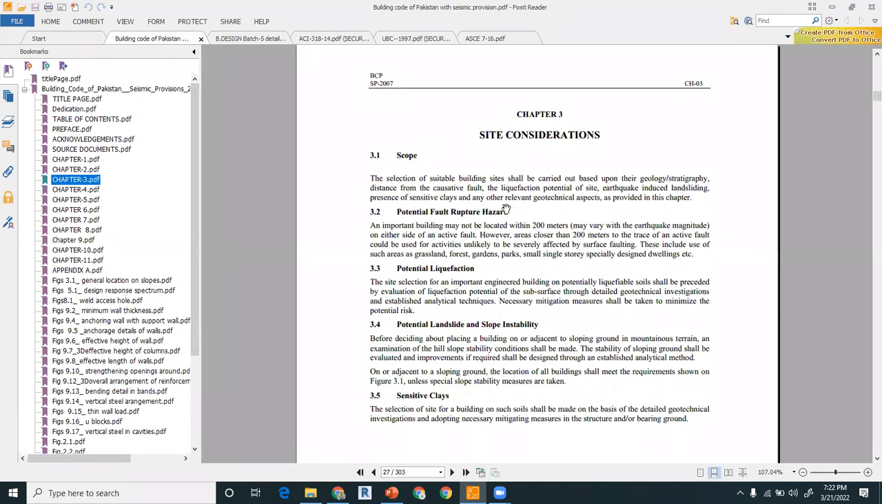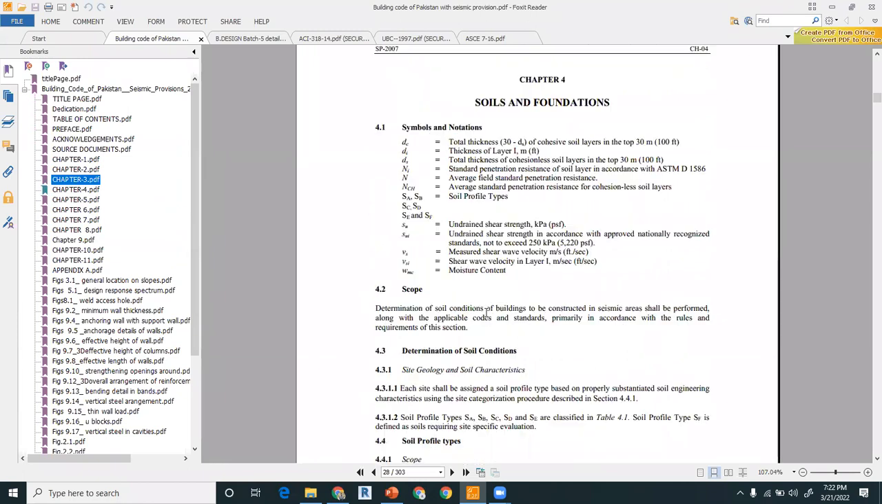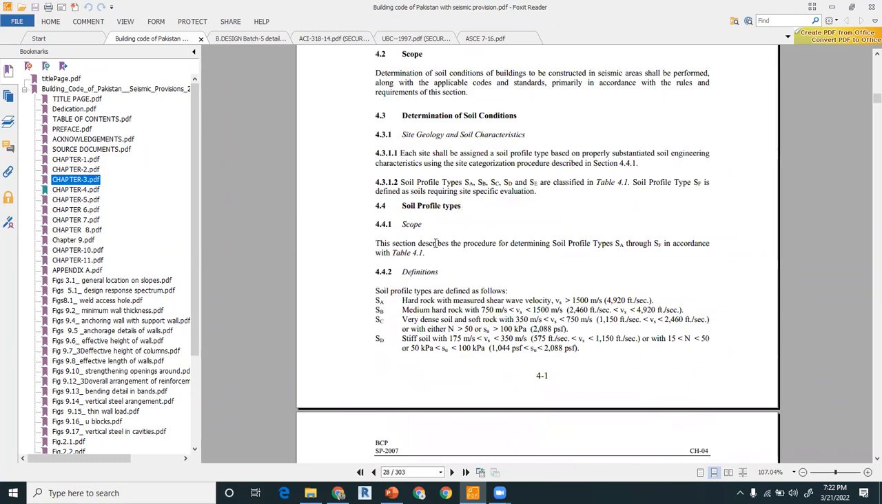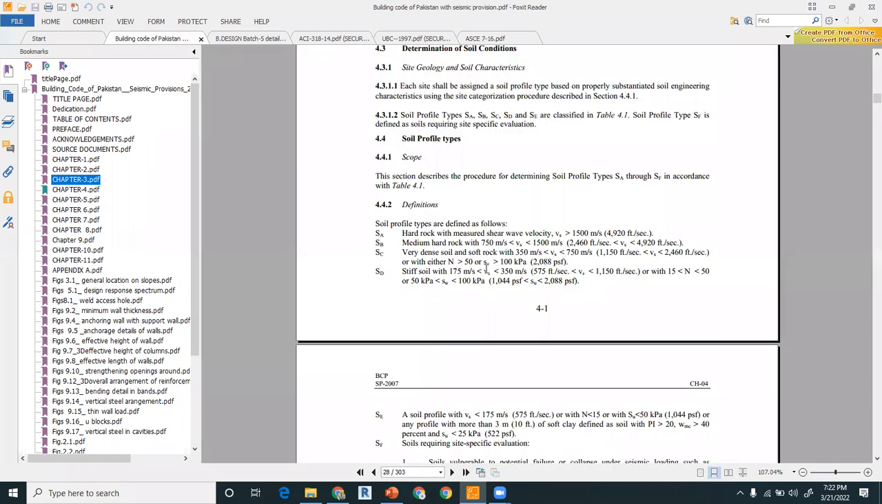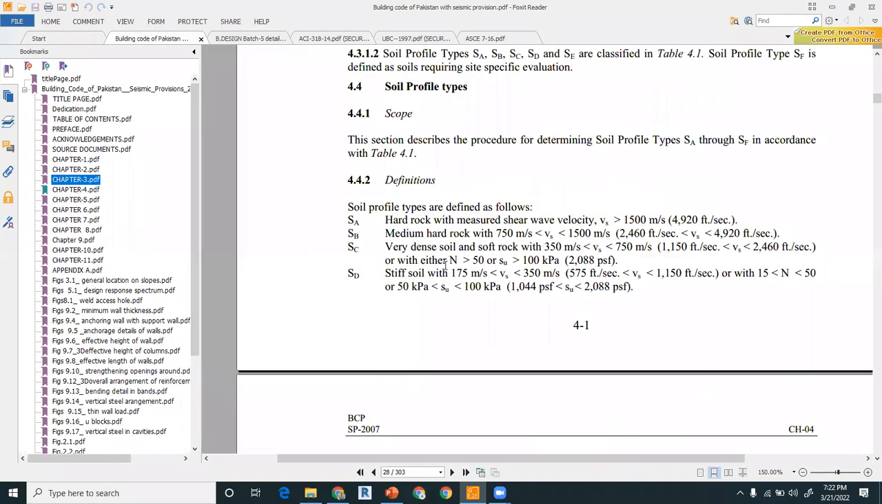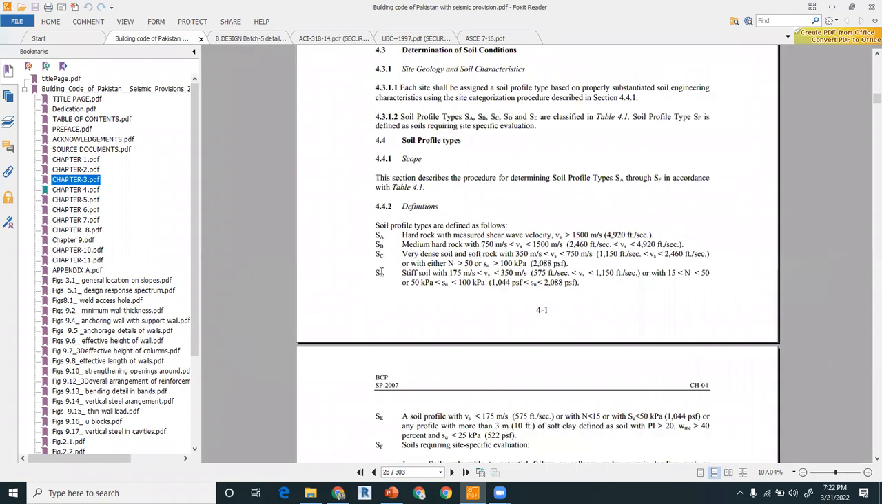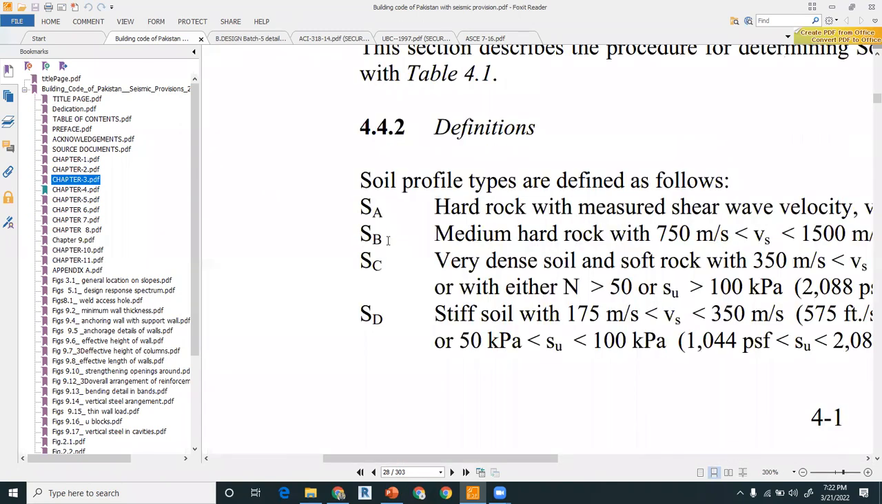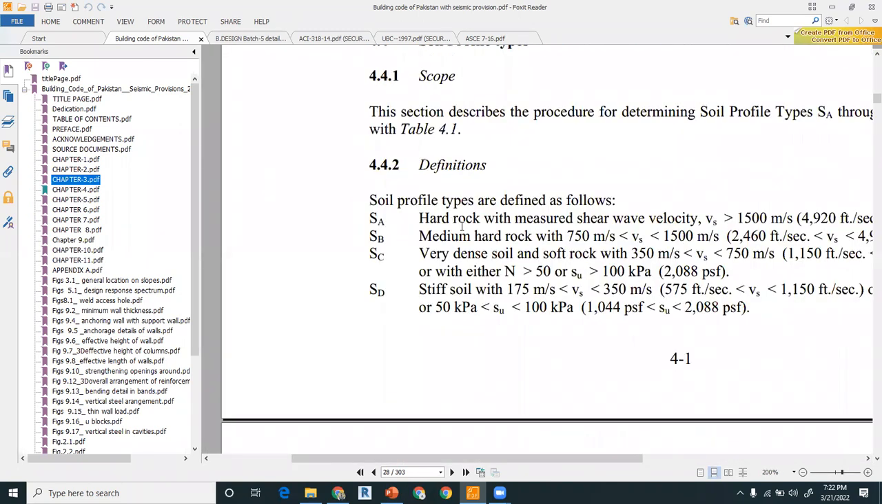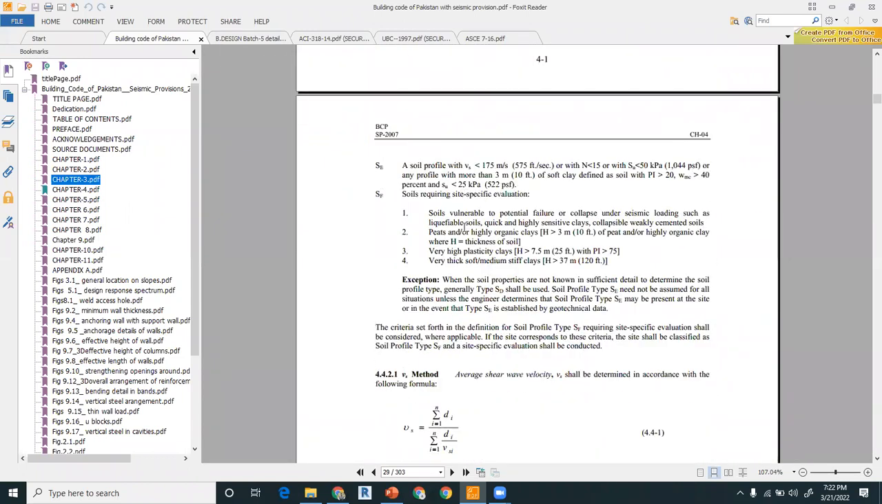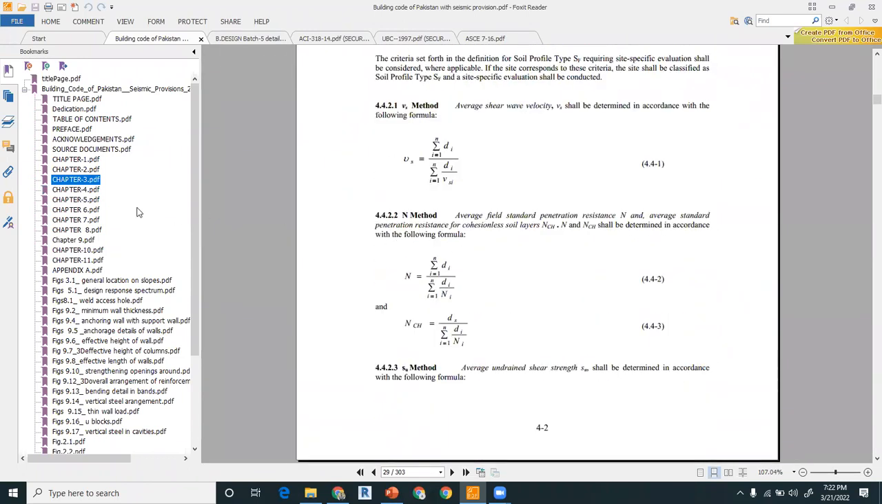Chapter 3 is about site considerations, which will give you the soil and foundation information, such as what is CA, CB, CC, CD. And if you have used ETABS, you may know that in the definition of the earthquake forces, the software will ask you what type of soil it is, SA, SB, SC, SD, right? So you will define that, and you will know the soil profile from the geotech report of the site for the building which you are designing.